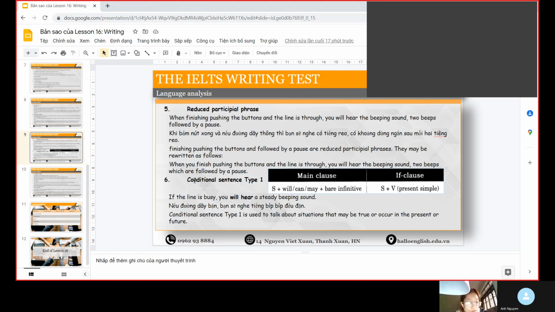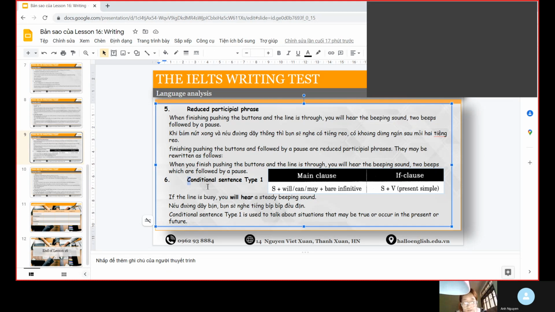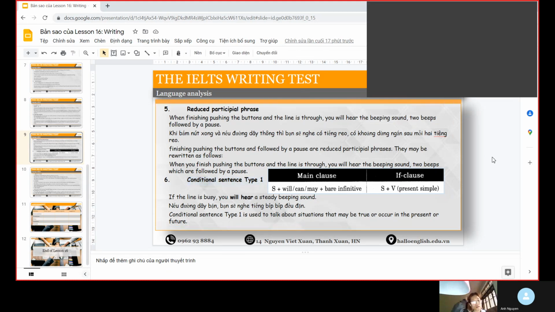Okay, for number 6, conditional sentence type 1. I think you may be familiar with this. The main clause will be subject, with will, can, may, and verb infinitive. In the if clause, subject with verb present simple. Conditional sentence type 1 is used to talk about situations that may be true or occur in the present or future.